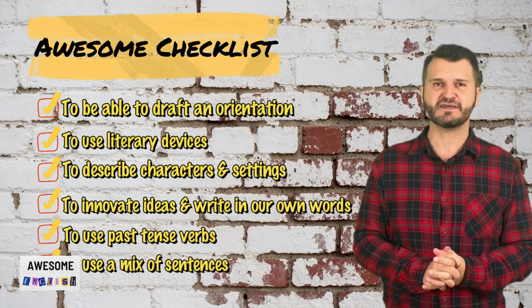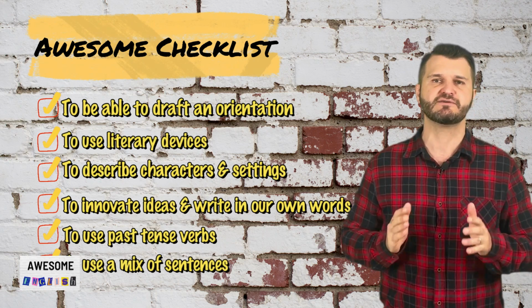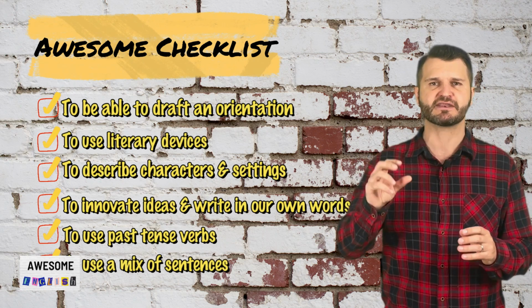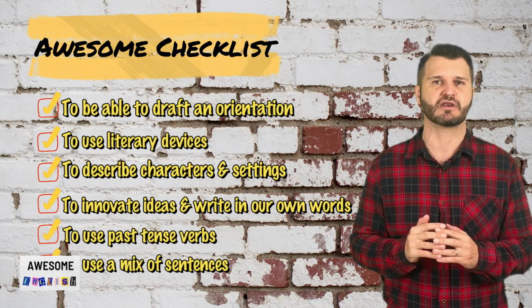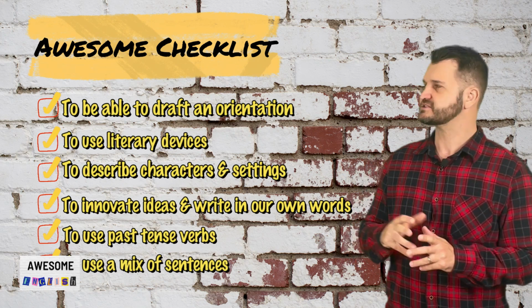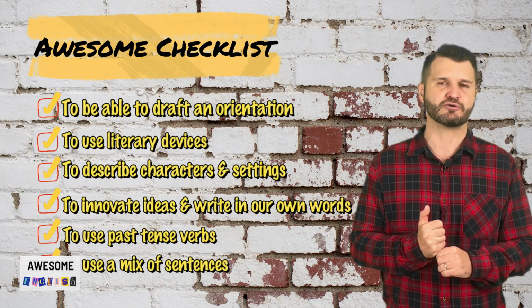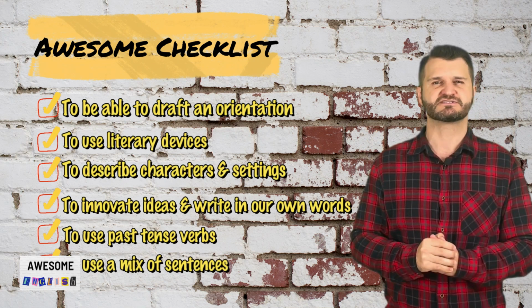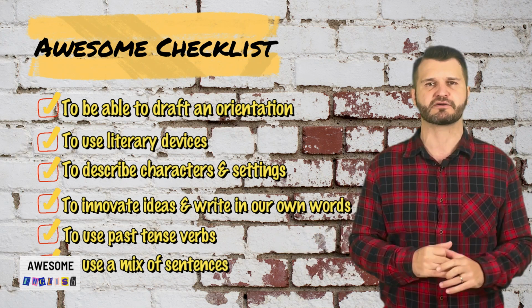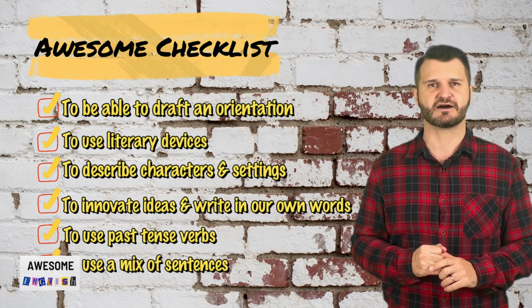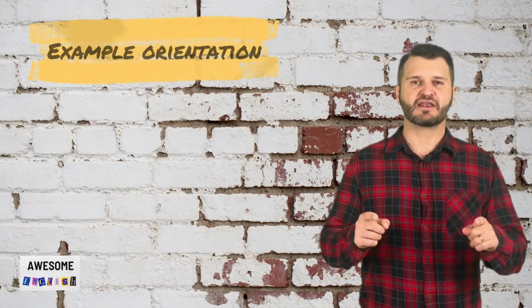Then, to be able to innovate an orientation. We're going to give you an example. You can innovate and change or steal ideas that you like. The next objective is to be able to use past tense verbs. And our final objective is to use a mix of simple, compound, and complex sentences. Let's get started.